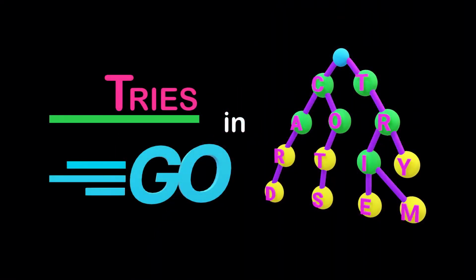Hi guys, welcome to another esoteric tech tutorial on data structures and algorithms in Go. In this lesson, we're going to be discussing tries. Tries are kind of a unique data structure that you'll often see on coding tests or interviews, but the good news is they're not terribly difficult to implement.